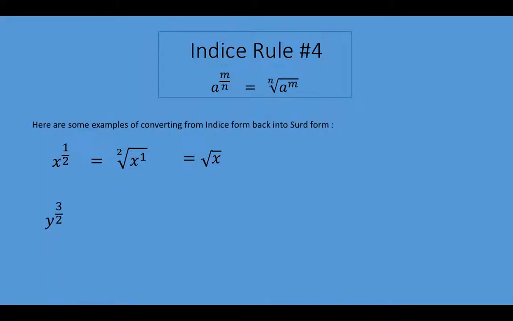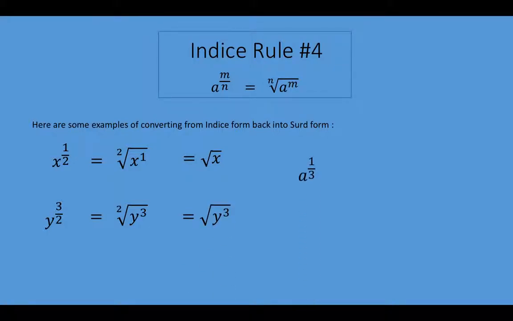If we've got y to the power 3 over 2, the denominator is 2, so the number that comes in front of the root has to be 2, and that leaves us with y cubed that has to be square rooted. Now we don't write the 2 in normally, so we end up with just the root of y cubed.